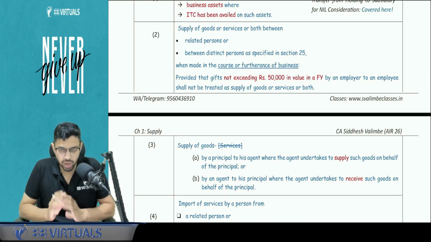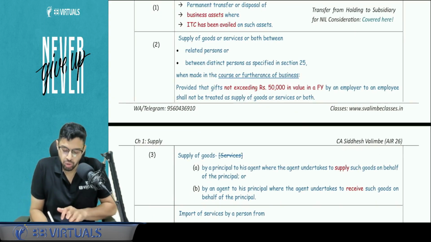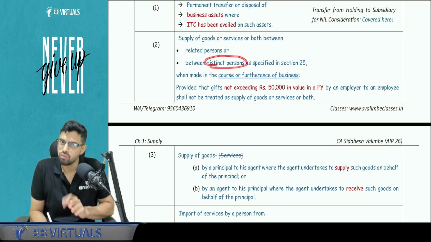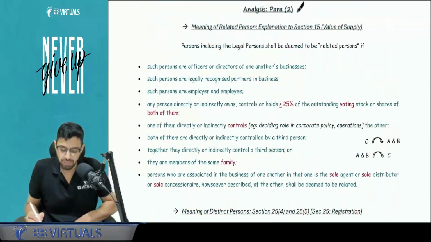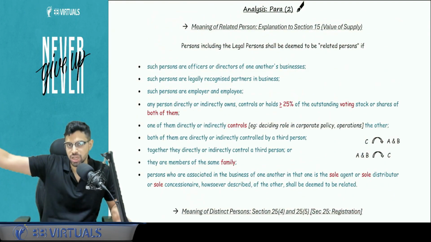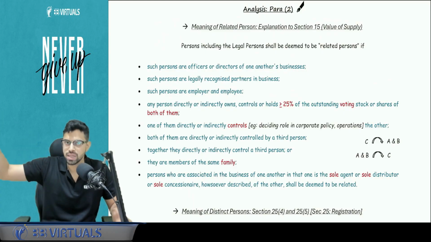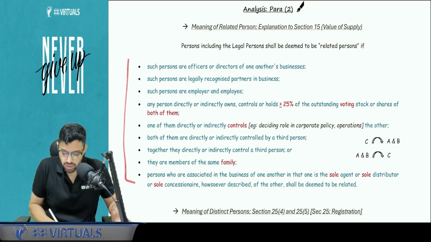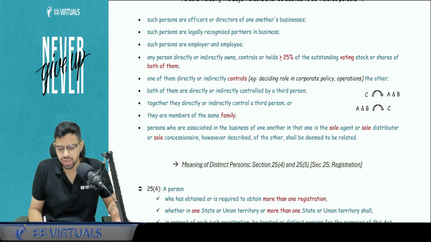Now here three things you need to understand. First, you need to understand what is the meaning of related person. Second, you need to understand what is the meaning of distinct person. Both are covered here. Related person is not defined in section number 2. It comes from explanation to section number 15. Section number 15 is the valuation. You just need to learn this properly. Not learn, I would say read this properly.